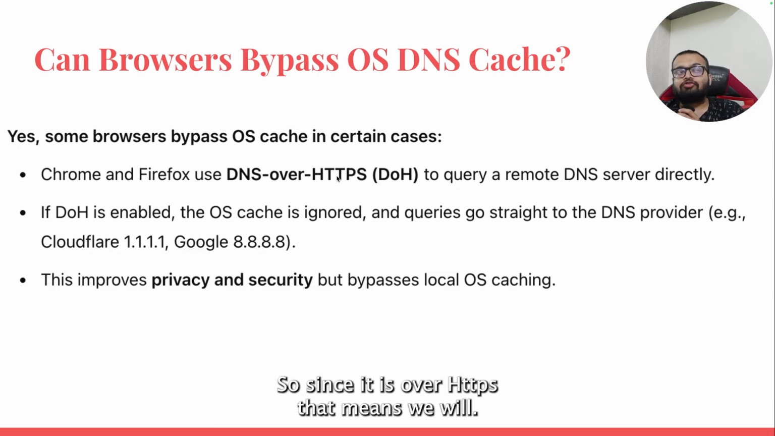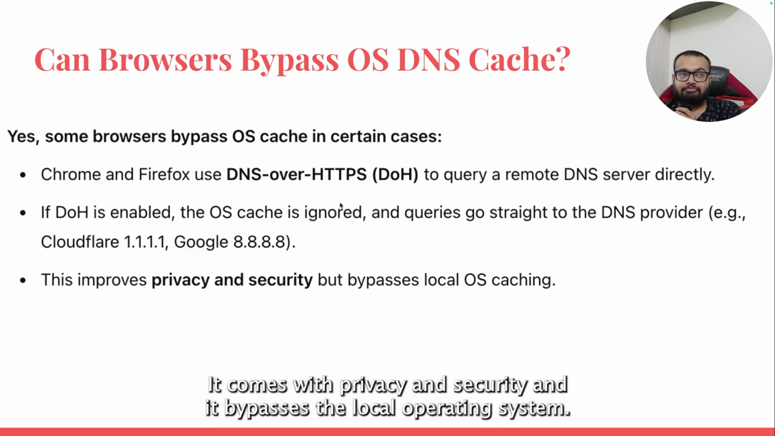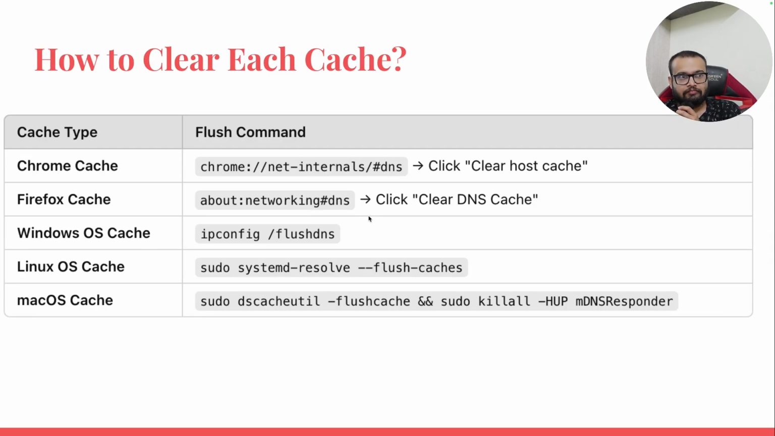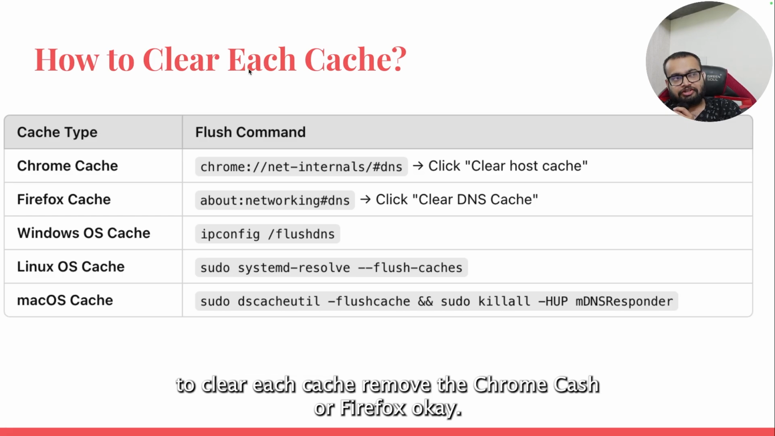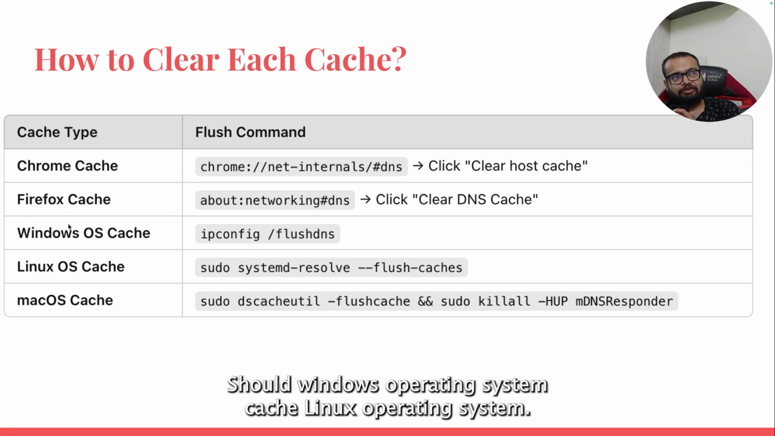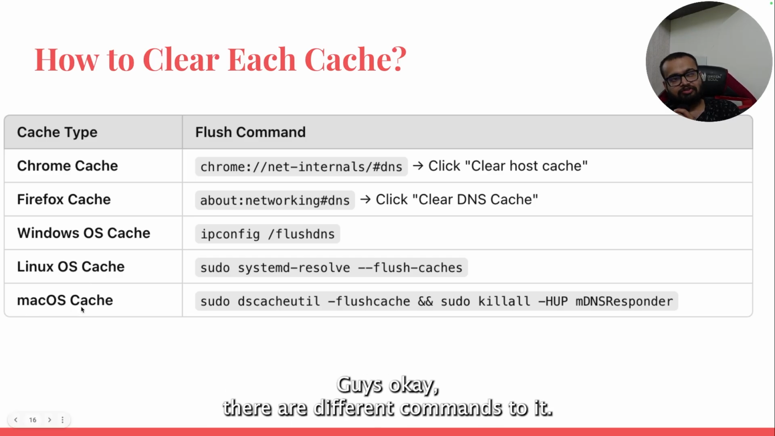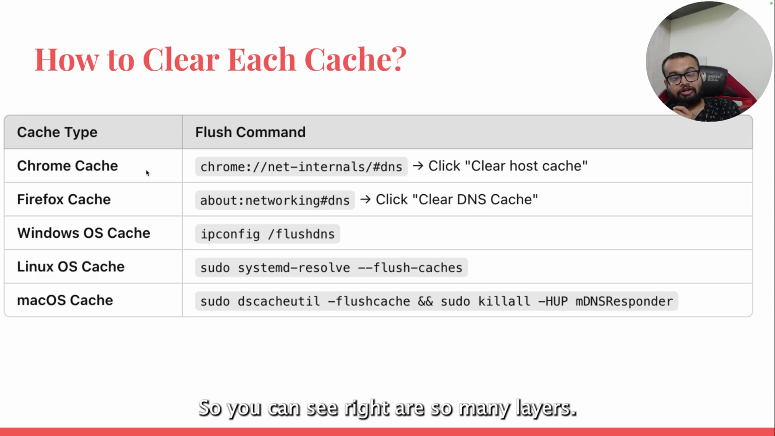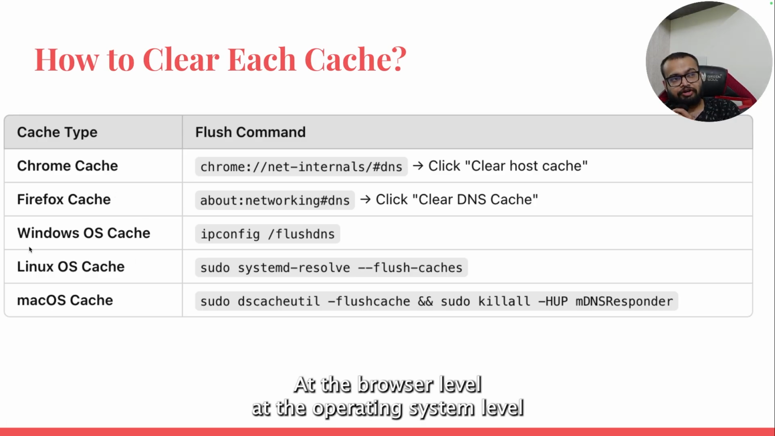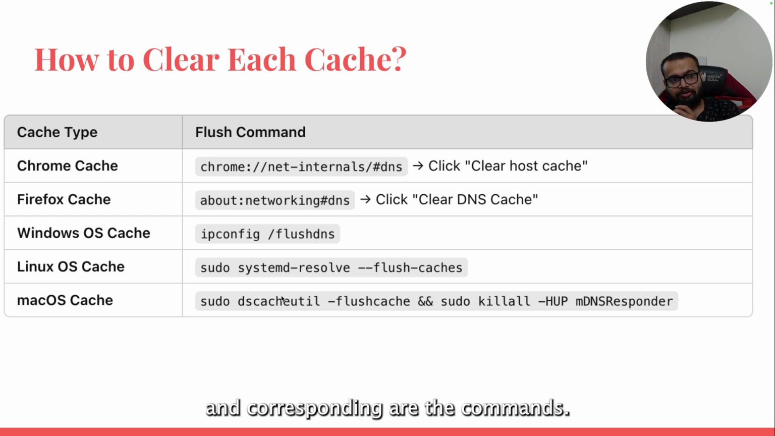Since it is over HTTPS, it comes with privacy and security, and it bypasses the local operating system caching. So how do you clear each cache? To remove the Chrome cache, Firefox cache, Windows, Linux, or Mac OS operating system cache, there are different commands. So you can see that caching is there at so many layers: at the browser level, at the operating system level, and there are corresponding commands.